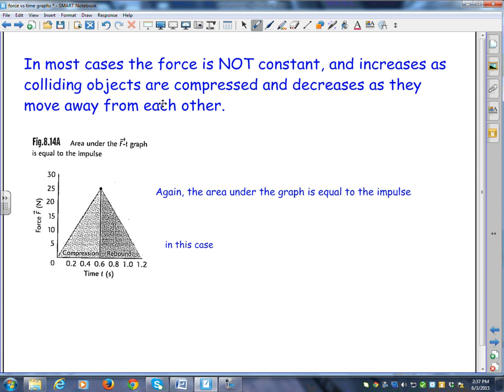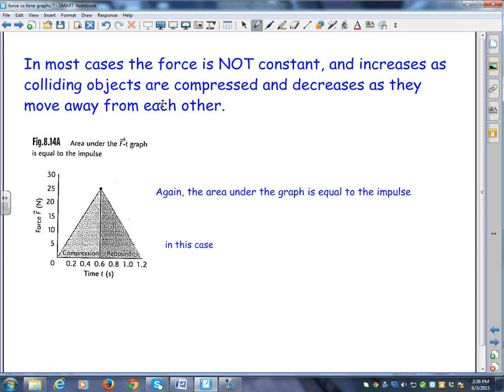In most cases, though, the force is not constant. If I go over there and I whack Jason in the face, the force is not going to be constant. Okay? I'm not going to do that, though. In most cases, the force is not constant and increases as colliding objects are compressed and decreases as they move away from each other. Think about that spring that we talked about before. As you compress it more and more, it requires more and more force. So the force is not constant.